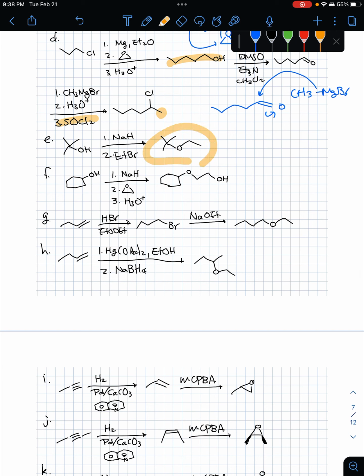Okay. Now this target, that's an ether, right? So we should be able to make that through the Williamson ether synthesis method.